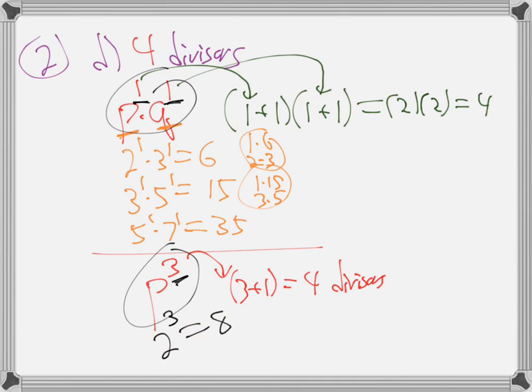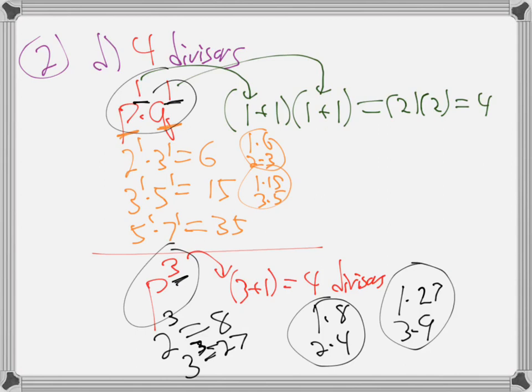2 to the third, which is 8, or 3 to the third, which is 27. Does 2 to the third, 8, really have 4 divisors? What goes in 8? 1 times 8, 2 times 4, yeah. 27 is the same way. 1 times 27, 3 times 9, yep.